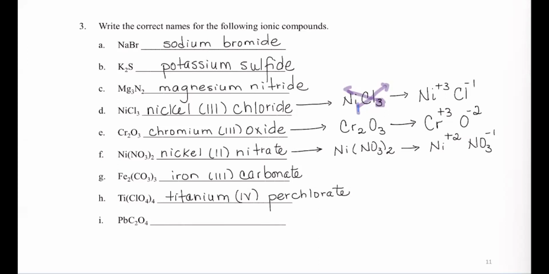Lastly, letter I. What is the name of the compound in letter I? PbC2O4. Excellent. We're going to work on that spelling. This is lead, Roman numeral 2, oxalate.